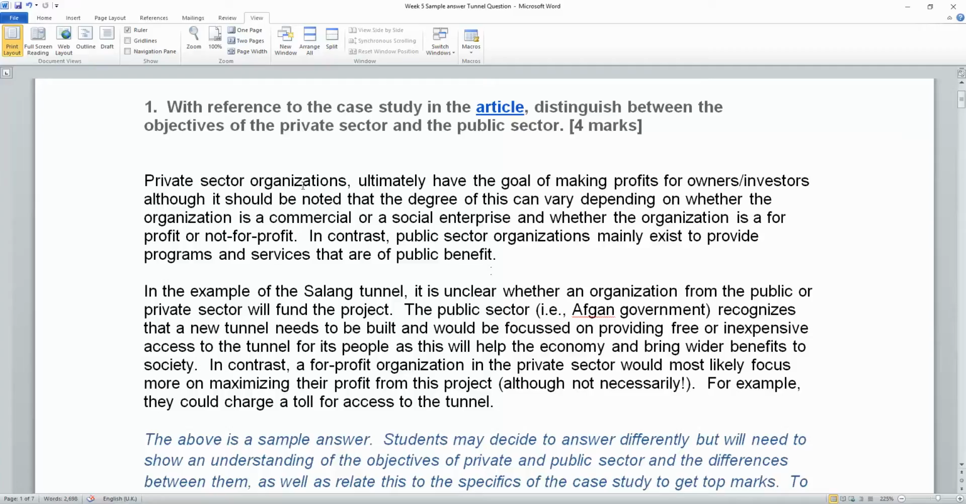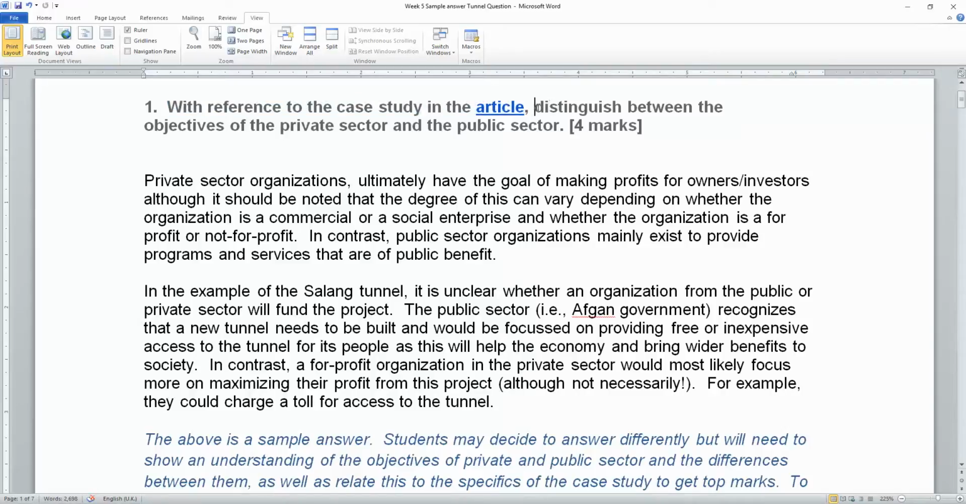So with reference to the case study in the article, this is an important aspect in business and management. You're going to have to refer to the stimulus that you've been given, to make sure you're answering the question in context and not answering it generally. You can't necessarily just learn lots of content in business and management and just regurgitate it and get full marks. You need to be able to apply it. That's why you have lots of stimulus in terms of articles and situations.